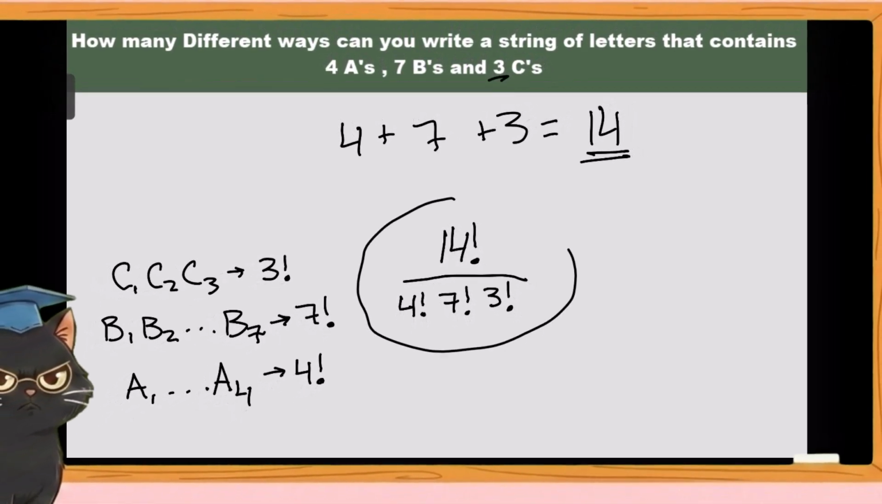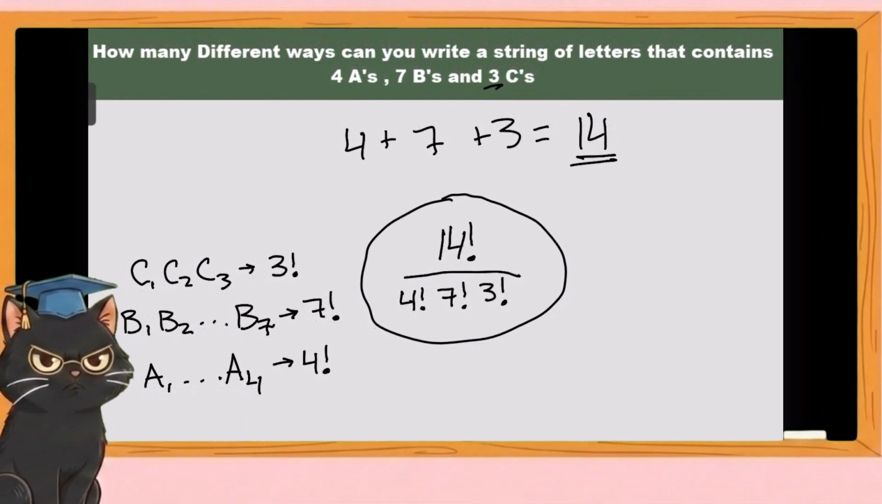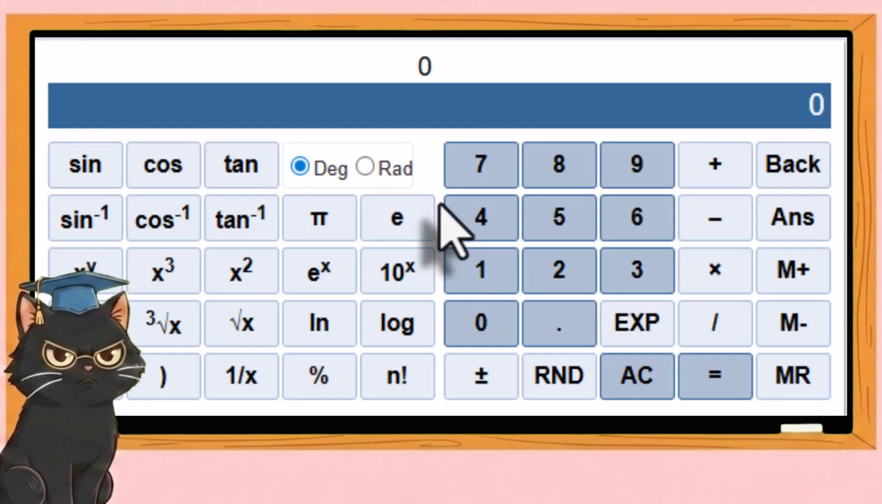So this whole thing is going to be our answer. We'll go ahead and punch this number into the calculator now, and it comes out to just slightly more than 120,000, which is only a little bit bigger than 1,200.